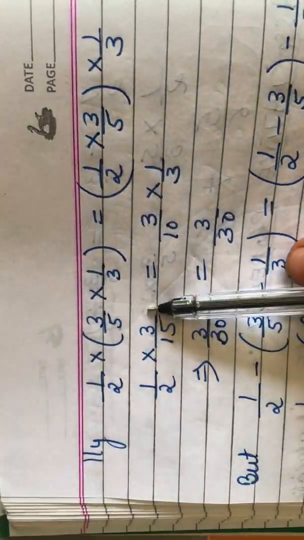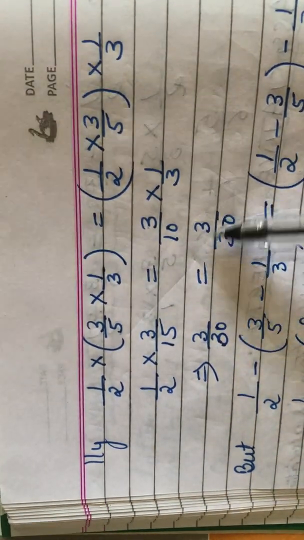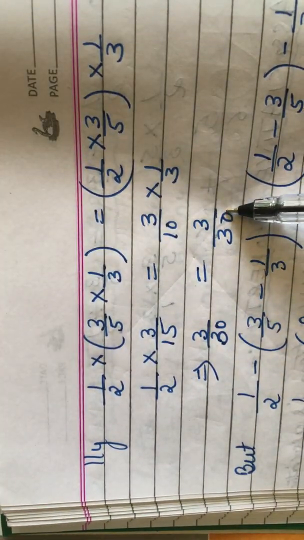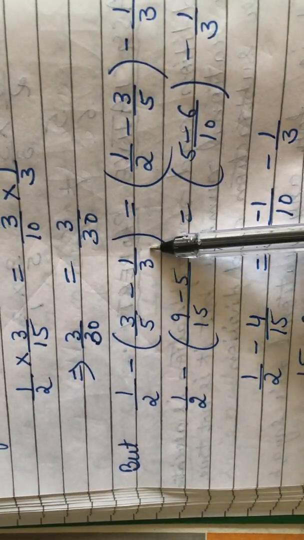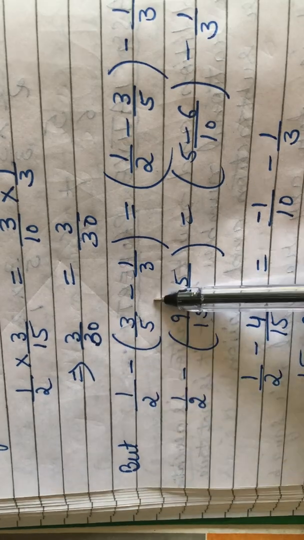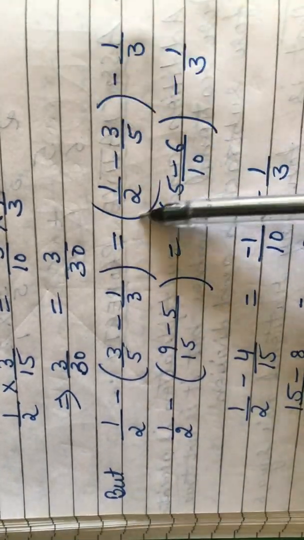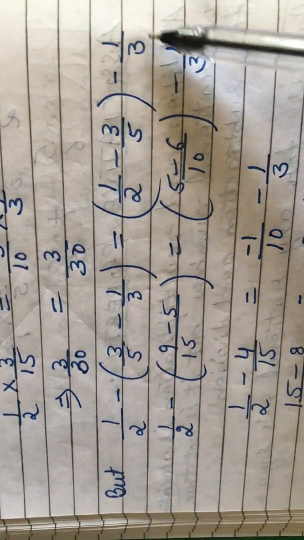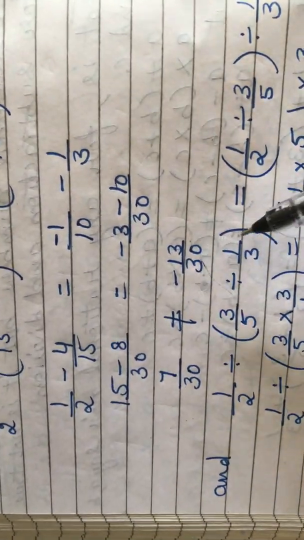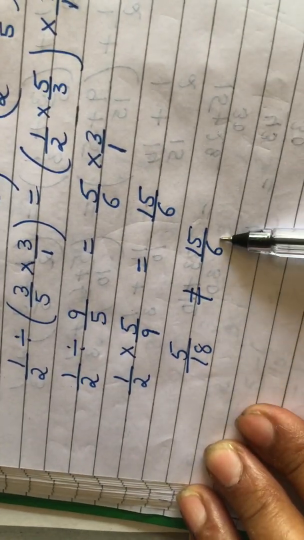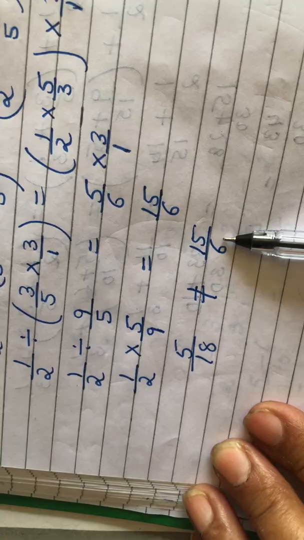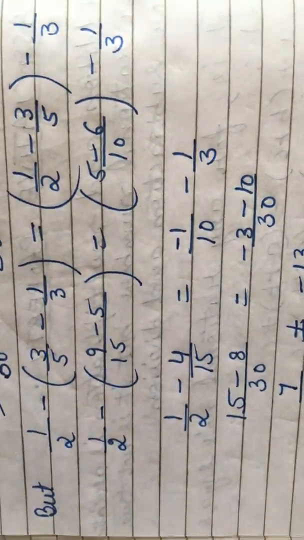Similarly, it is also applicable in multiplication. So you can see in multiply we are getting the same result. But in subtraction, if I subtract these two rational numbers first, then subtract that from 1 by 2, and similarly in the right side, if I do the subtraction, I will not get the same result. In division also, I am not getting the same result. 5 by 18 is not equal to 15 by 6. So this property is not applicable in subtraction and division.